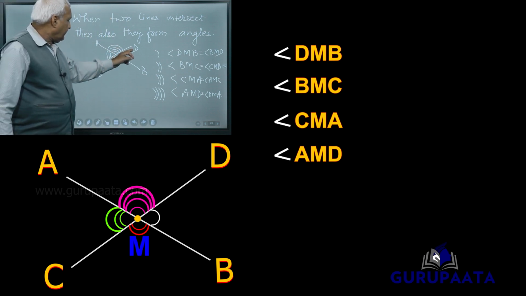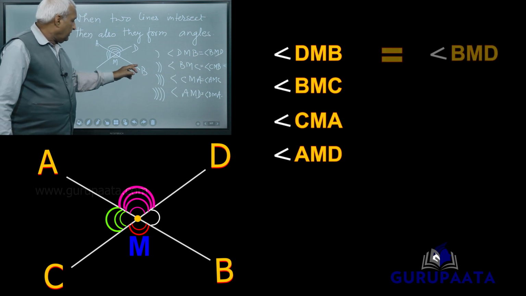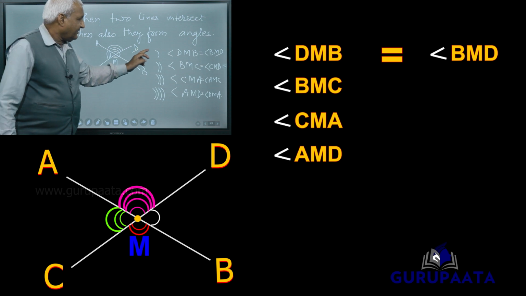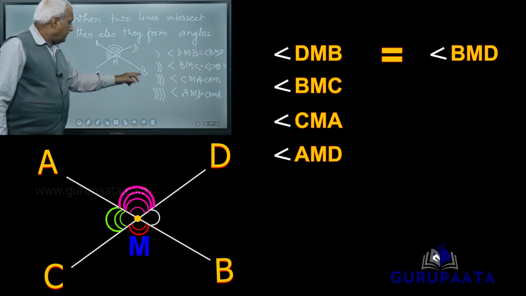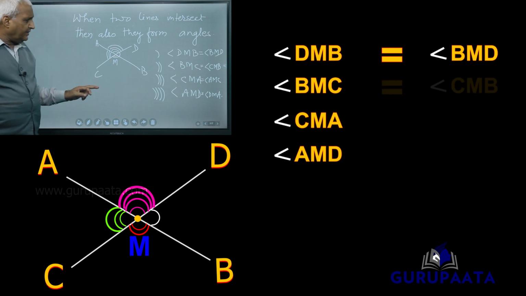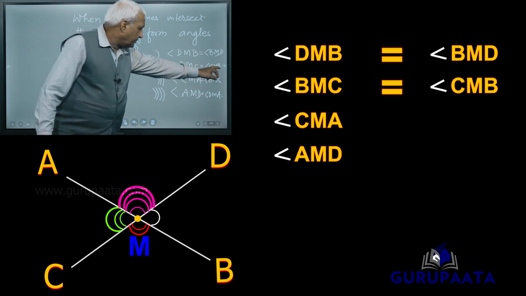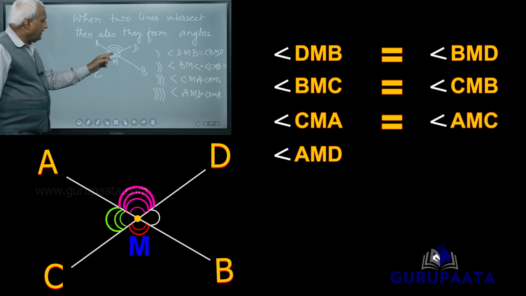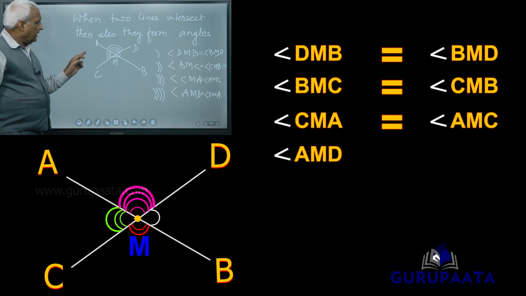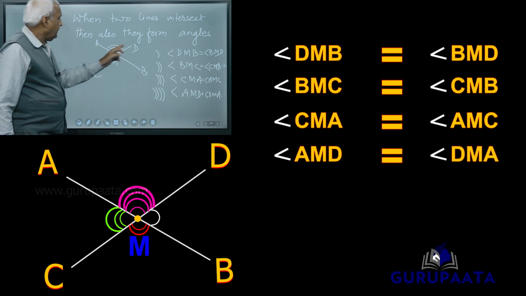Angle DMB also can be written as angle BMD. Angle BMC also can be written as angle CMB. Angle CMA also can be written as angle AMC. Angle AMD also can be written as angle DMA.